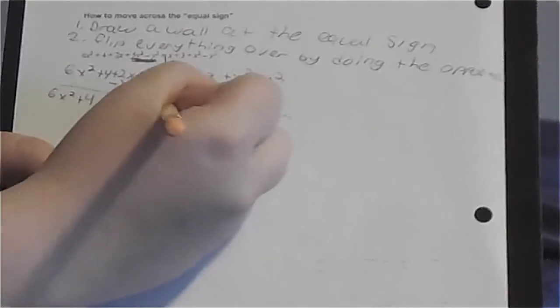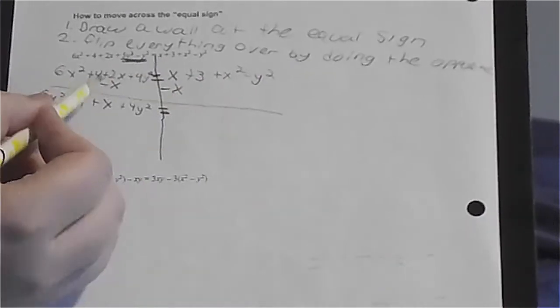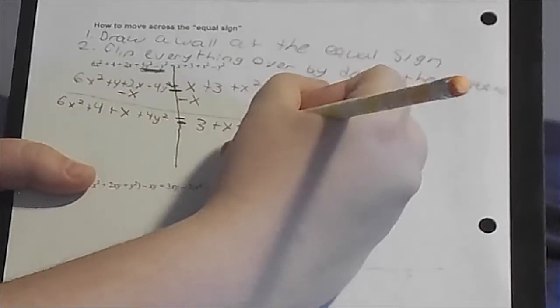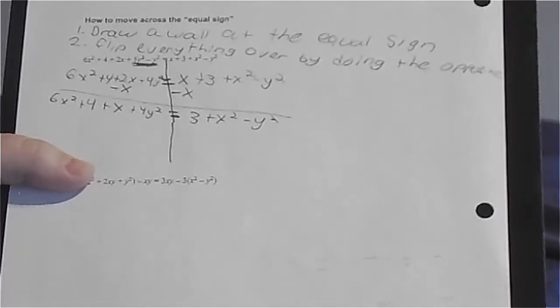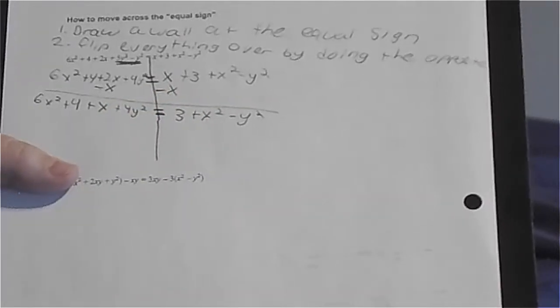Now over here, on the right side, I took this x and I minused it away and I flipped it over here. So now that's not there anymore. It went away. But I still have the 3, the x squared, and the minus y squared. That had nothing to do mathematically yet. But now if I want to get rid of this 3, I'm going to minus it away, and I'm going to minus it away from my 4 over here.